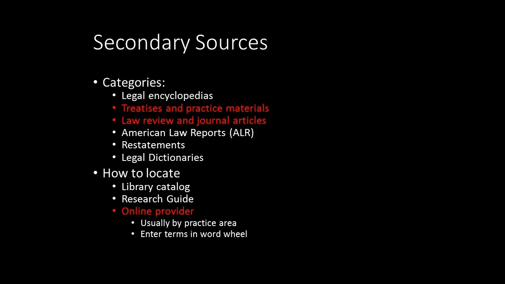So in order to locate these things, there are a couple different methods. You can use the library catalog, you can use a research guide on the subject, and you can use an online provider. You can usually do this by practice area or by entering terms in the word wheel at the top of the screen.